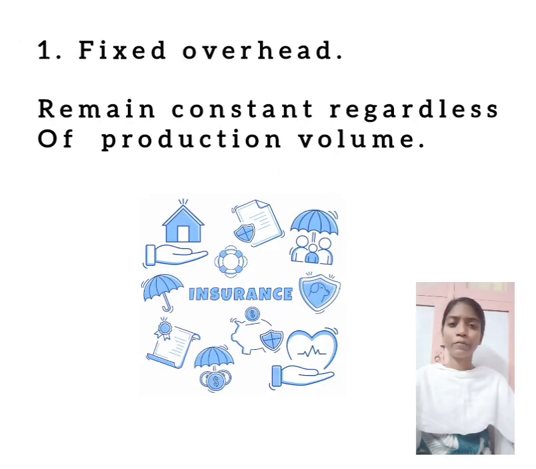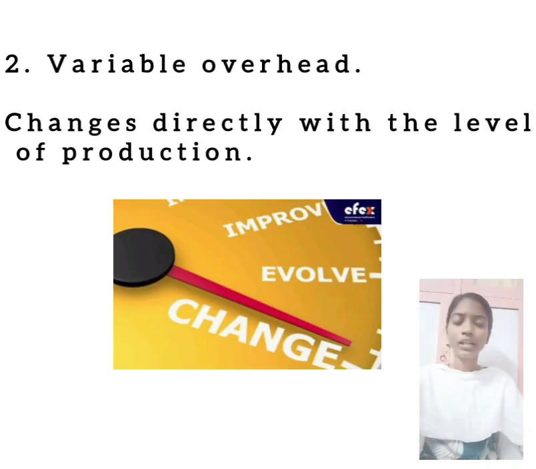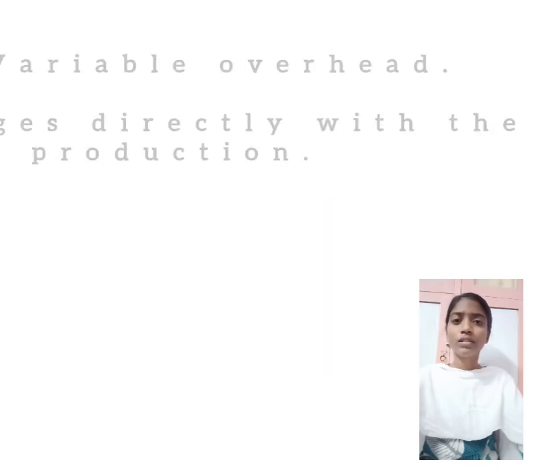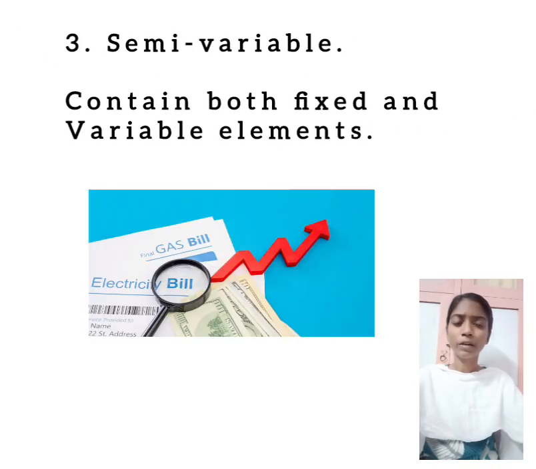Fixed overhead remains constant regardless of production volume, for example rent, manager salary and insurance. Variable overhead changes directly with the level of production, for example indirect material, fuel and overtime. Semi-variable overhead has both fixed and variable elements, for example electricity bills and maintenance cost.